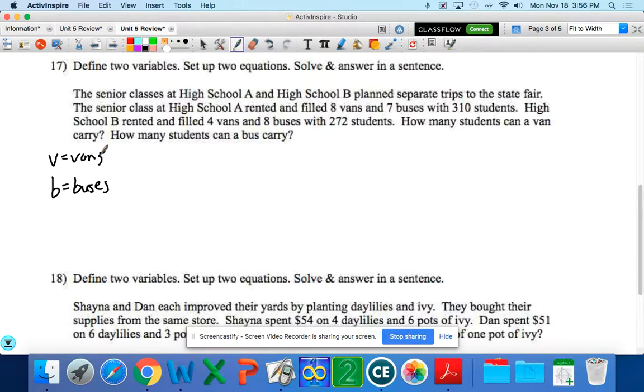Okay, so my first equation is 8 vans plus 7 buses carried exactly 310 students, whereas 4 vans and 8 buses carried exactly 272 students. So I set these up and I immediately realized they're both standard form because of the way I set them up, and then I'm going to run elimination on them. I'm not going to try to turn a 7 and an 8 into the same number. You'd have to use 56 and multiply both equations. Instead, I'm just going to multiply the bottom equation in an attempt to get a cancellation.